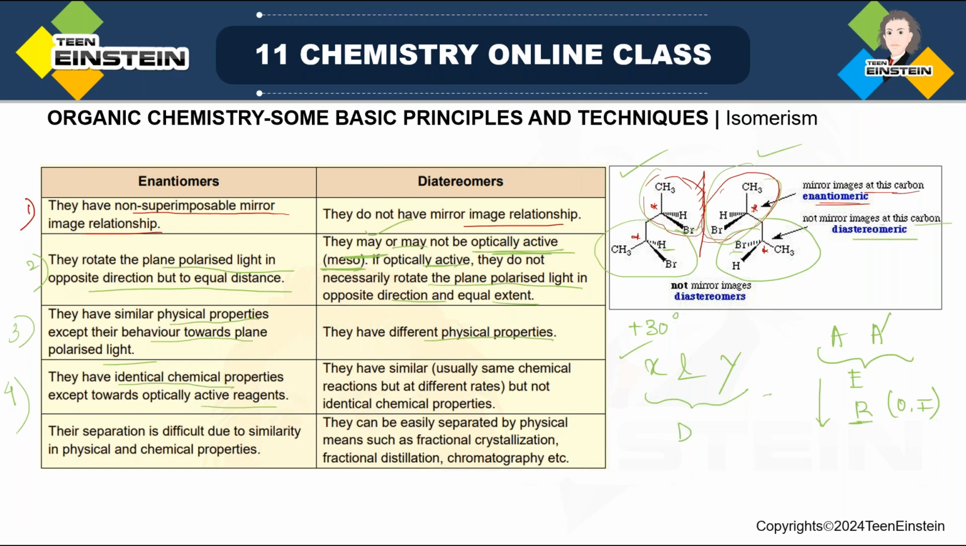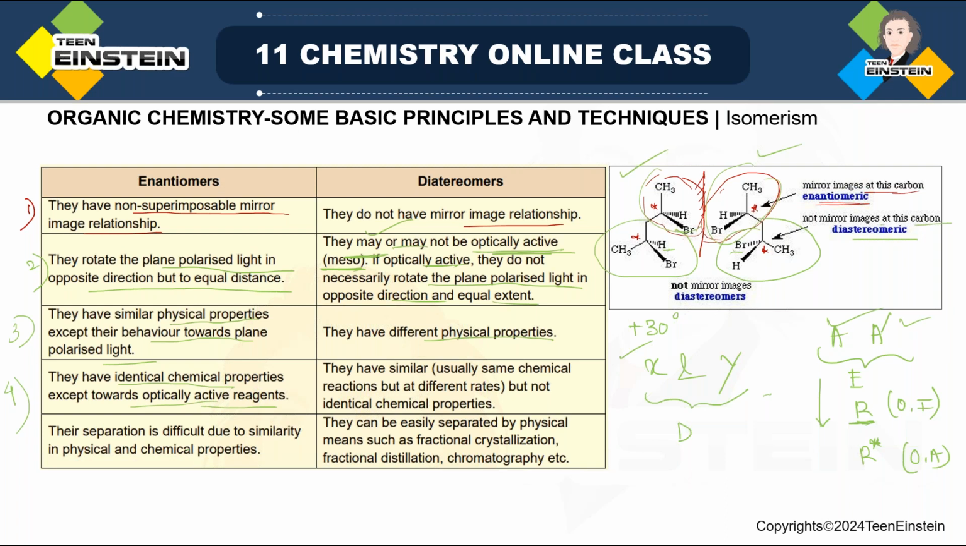But if this reagent R is not optically inactive, suppose it is optically active. I am putting a star mark, it means it is optically active. In that case, A and A prime will not behave in a similar way. Now they will behave differently. So it is written here, they have identical chemical properties except towards optically active reagents.